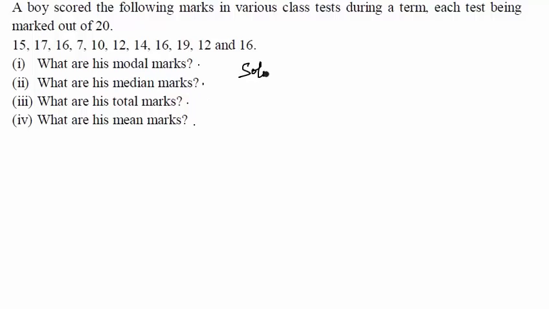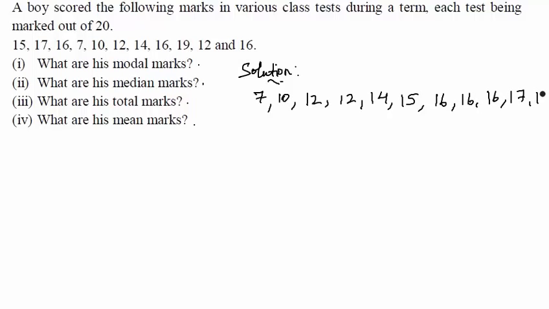So we'll start with the modal marks. The very first thing we need to do is arrange the given marks in ascending order. So arranging the given marks in ascending order, we get 7, 10, 12, 12, 12, 14, 15, 16, 16, 16, 17 and 19.